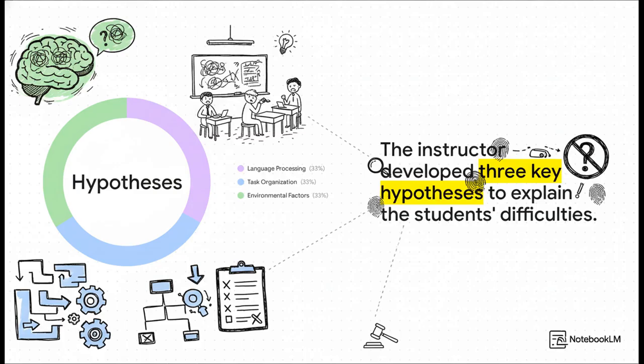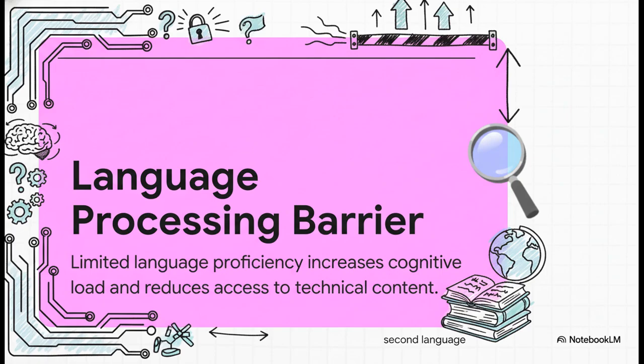All right, so the investigation zeroes in on three potential culprits. First, a language processing barrier. Second, some difficulty with organizing the task. Or third, maybe something in the classroom environment itself was the real obstacle. Let's take a look at each suspect's rap sheet. Suspect number 1, language processing.